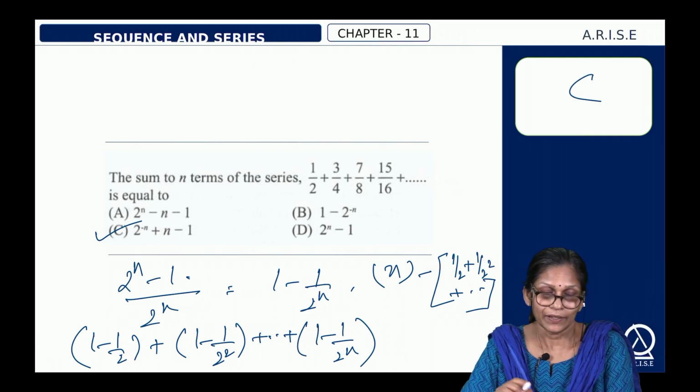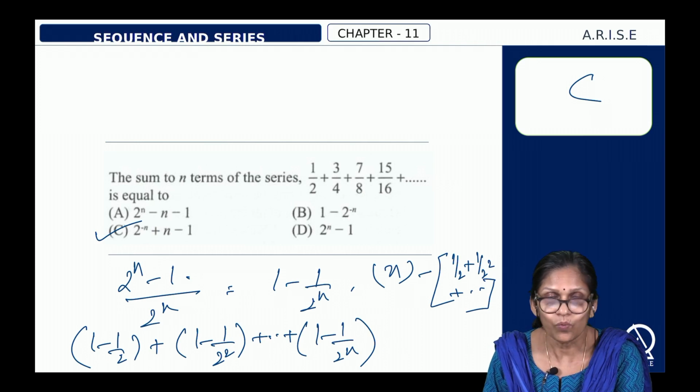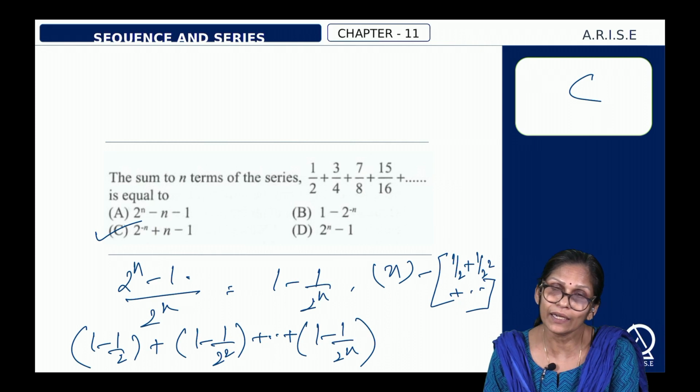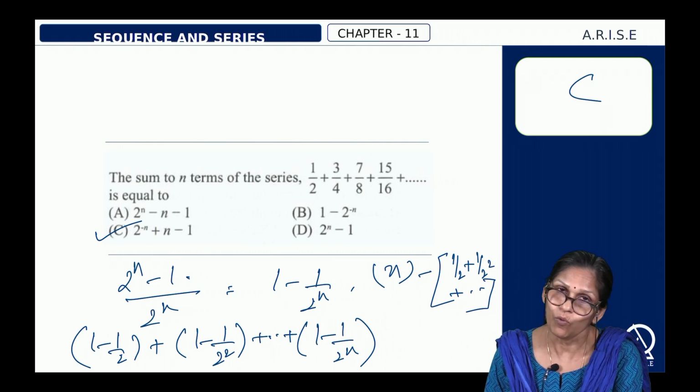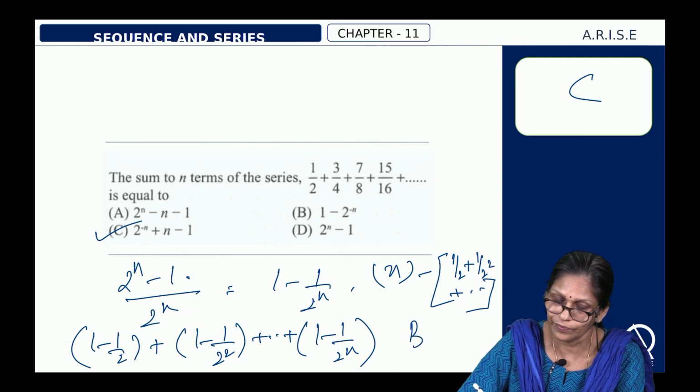But look at it. If the options are given to you, that's a better way, I think. What is S1? Isn't it 1 by 2? Now, which of these will give 1 by 2 for S1? S1 you will get by putting n equal to 1. The first would be 2 raised to 1, that is 2 minus 1 minus 1. Option A is wrong. Option B, 1 minus 2 raised to minus 1, that is 1 minus 1 by 2. Option B may be right.